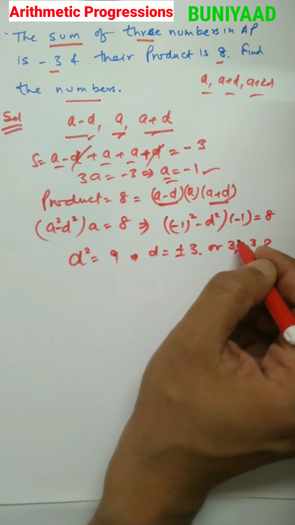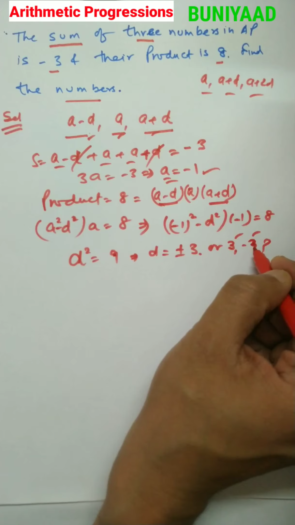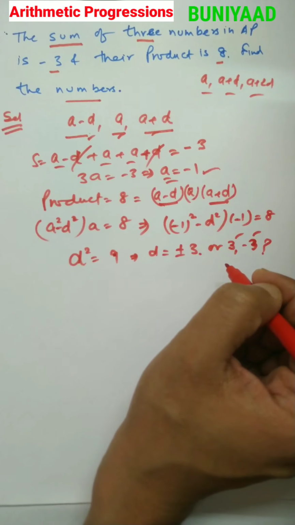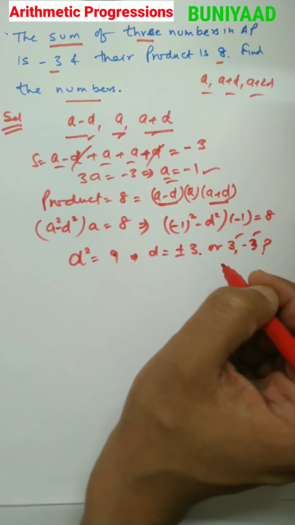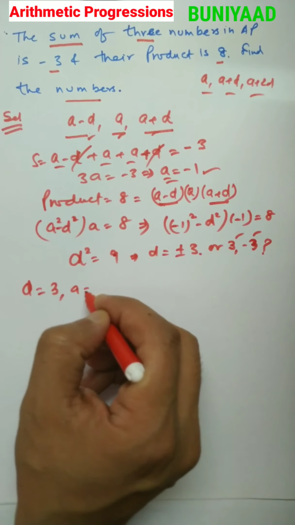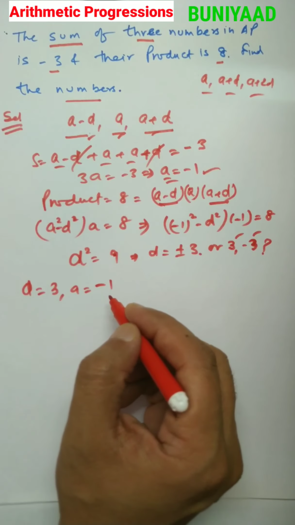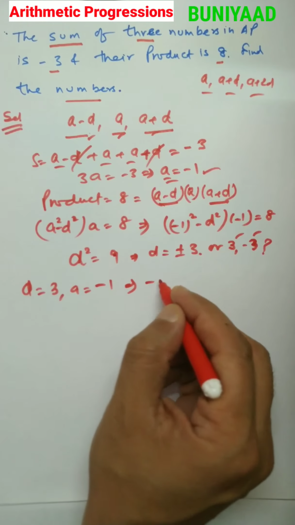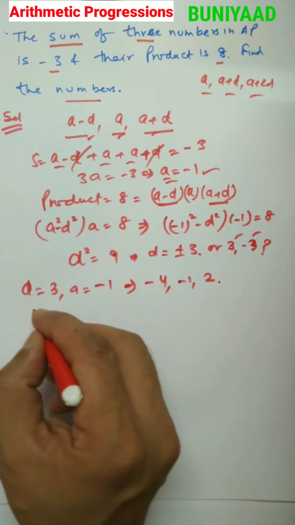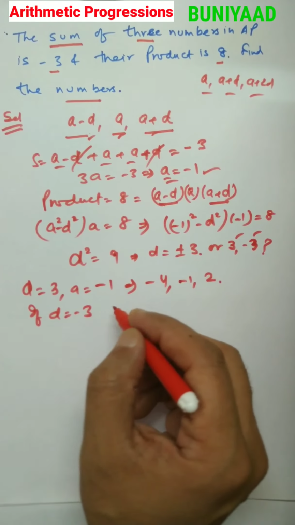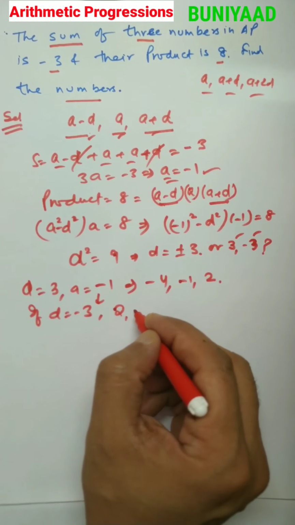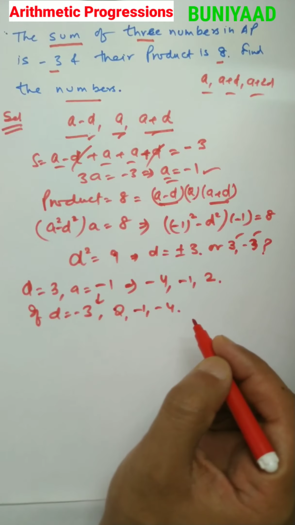So the question is, which values satisfy the question? Both the values will satisfy, because d can be positive as well as negative. So we will get two sets of three numbers, right? If we take d as 3, a is minus 1, the numbers will be minus 4, minus 1 and 2. And if d is minus 3, the numbers will be 2, and definitely a is the same, minus 1, and minus 4.